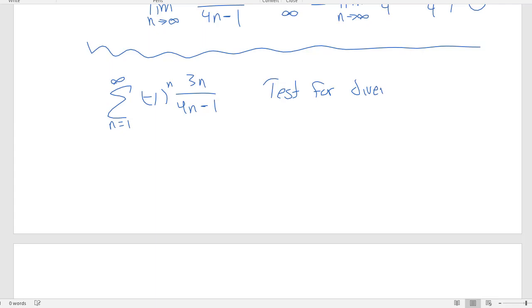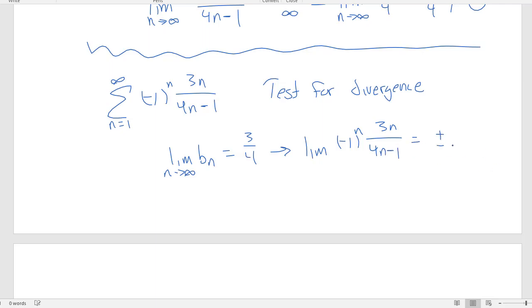Now remember, the test for divergence basically says if the terms don't go to 0, then the series is diverging. Now we've really kind of already done the work for that, right? So from our work above, the limit of the b sub n's went to 3/4. So what that means then is when I throw that alternating term on, 3n over 4n minus 1, that's going to go to, and I'm going to write this as plus or minus 3/4. So this is non-zero, right?